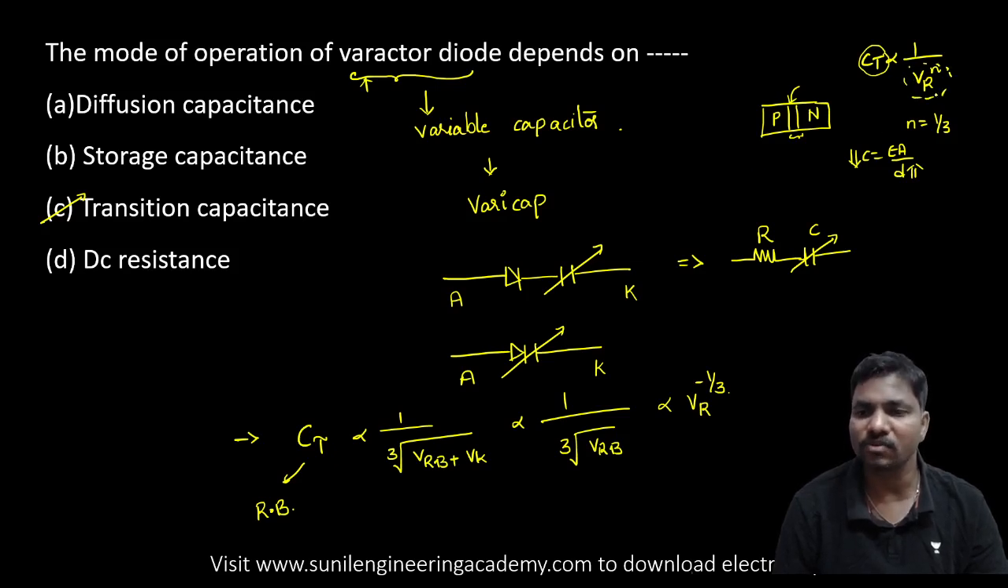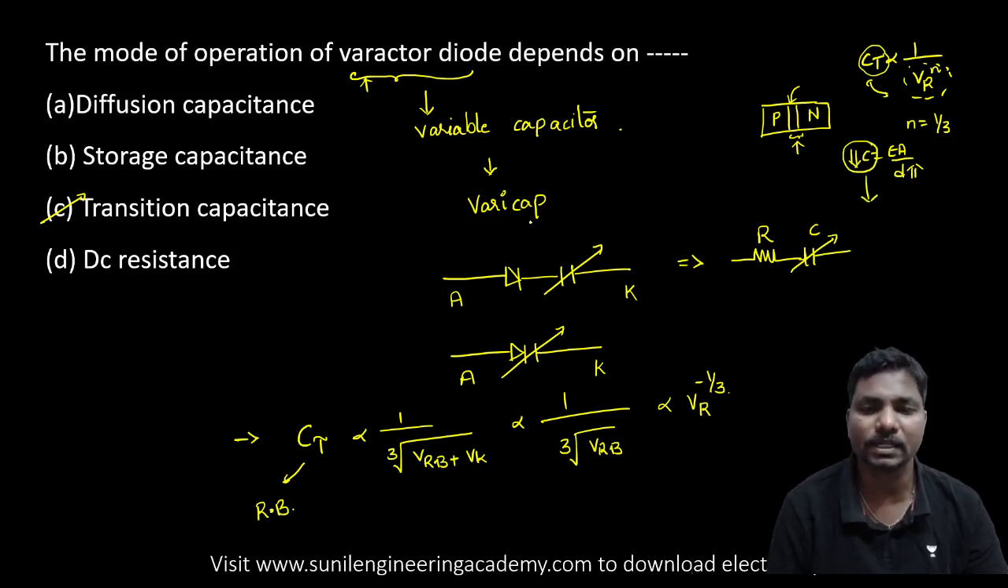As voltage increases, what will happen? Depletion layer width will increase, then capacitance is going to decrease. Okay, capacitance is going to decrease. That means here the mode of operation depends upon the capacitance, that is the parameter. Capacitor is one of the parameters in the circuit now. So that's why it is also called a parametric amplifier.